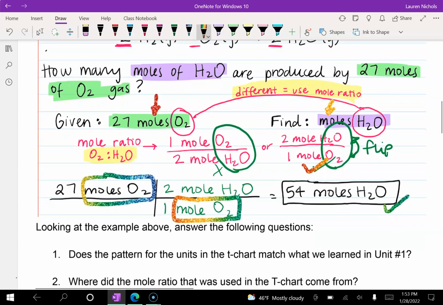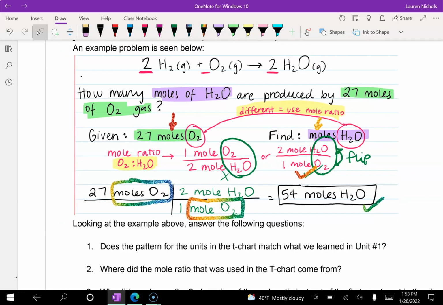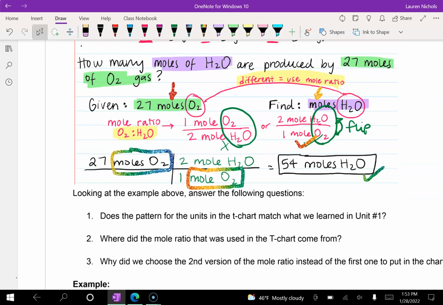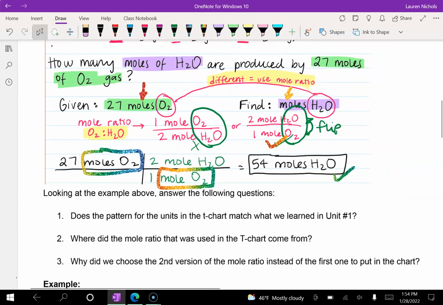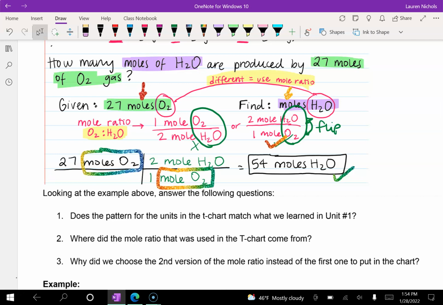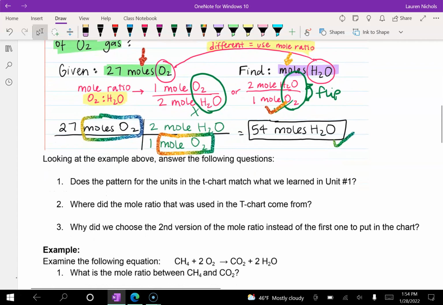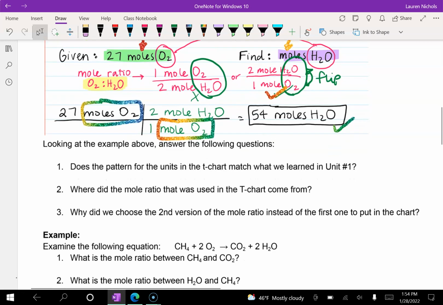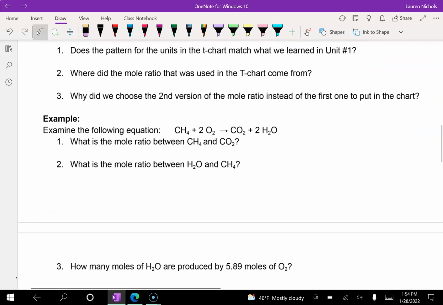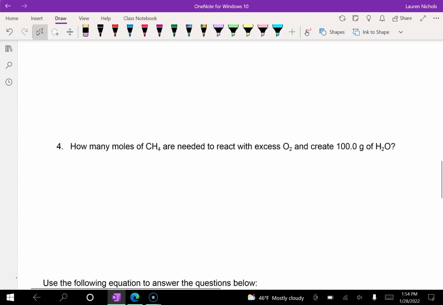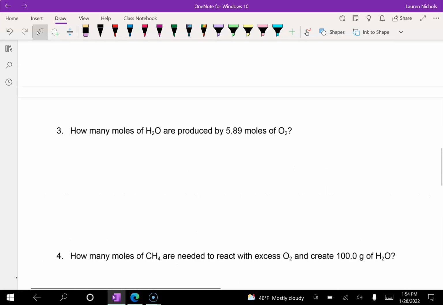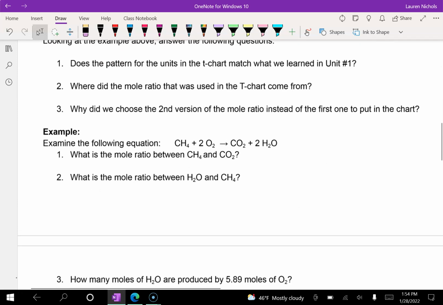And so looking at this example and based on our explanation, you should be able to answer these 3 questions. So go ahead and pause the video and then press play when you're ready to go over the answers. Okay. I misspoke earlier. We're not actually going over the answers. You should have them. But what I will do is go over an example here.